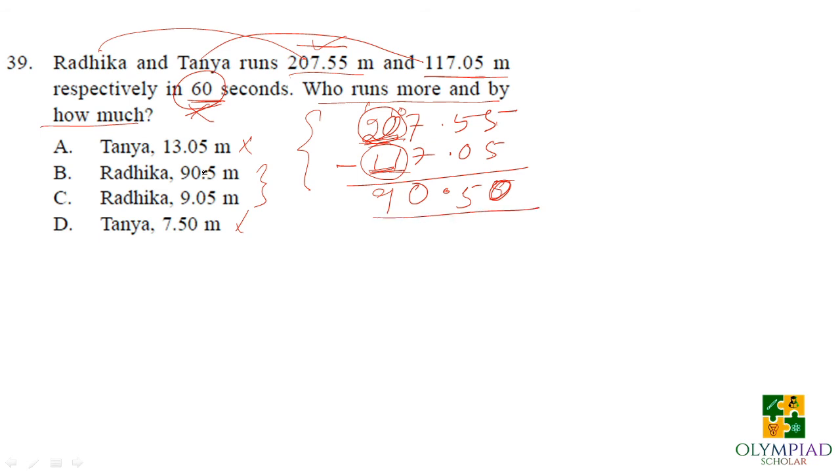90.50, and the answers are like Radhika and 90.50. So this is the correct answer. Point 0.9, 90.5 and 90.50. Okay, so both are equal.